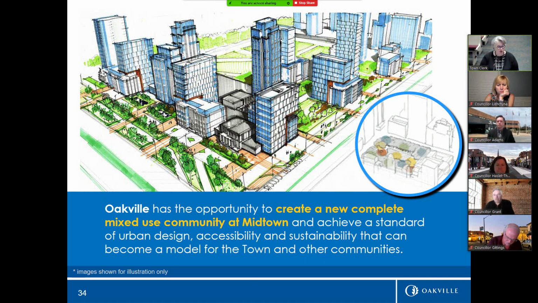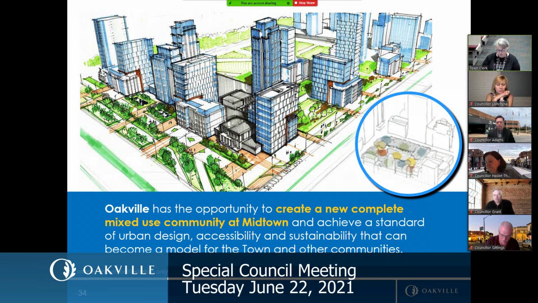So Oakville has the opportunity to create a new, complete mixed-use community at Midtown and achieve a standard of urban design, accessibility, and sustainability that can become a model for the town and for other communities. And so how will Midtown happen? The development must be incremental, delivering infrastructure, public spaces, buildings, and amenities. But we have to plan for it now to guide and protect for what is to come. We anticipate that there needs to be a degree of flexibility. However, we must hold fast to the overall vision, ensuring that the parts will ultimately create the whole that we've envisioned.